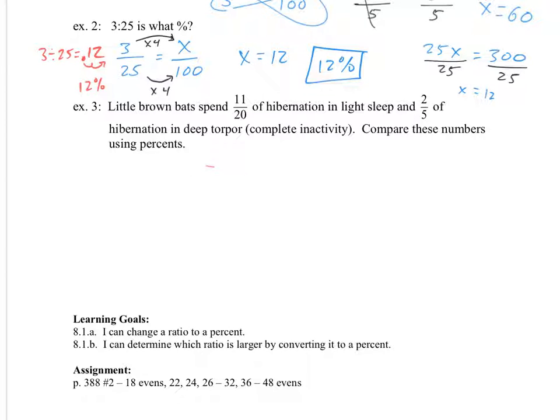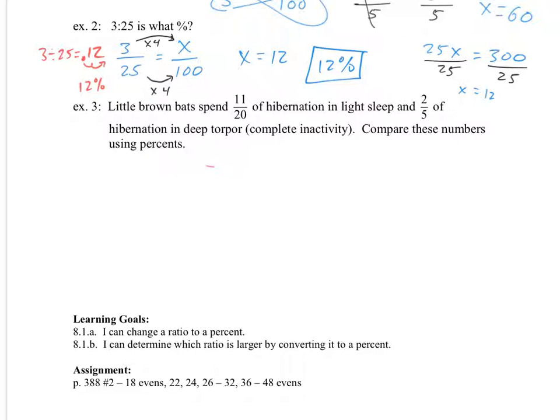Okay. All right. Little brown bats spend 11/20ths of hibernation in light sleep, 2/5 of hibernation in deep torpor, which is complete inactivity. Compare these numbers using percents. Well, 11 over 20. I guess which way do you guys want to do it? You want to cross multiply divide? Do you want to set up the proportion?